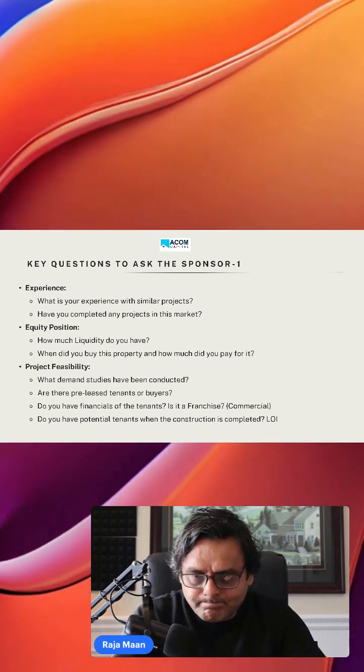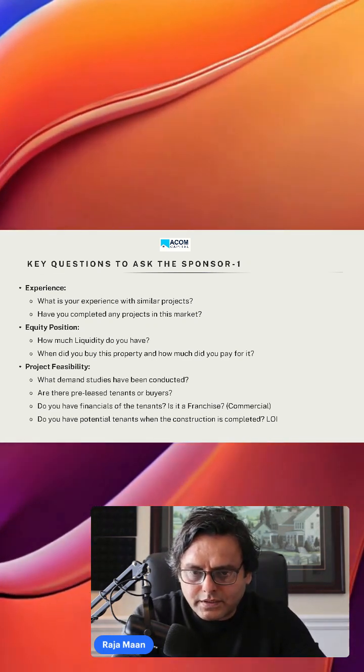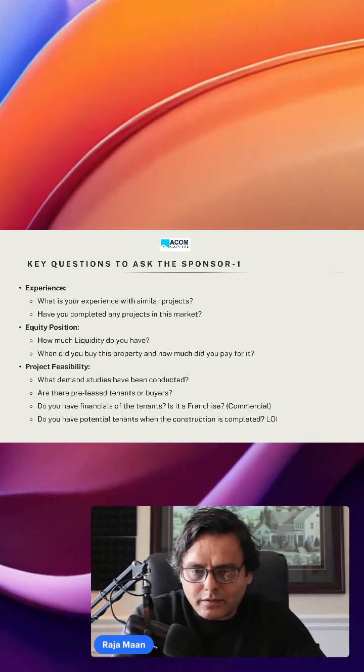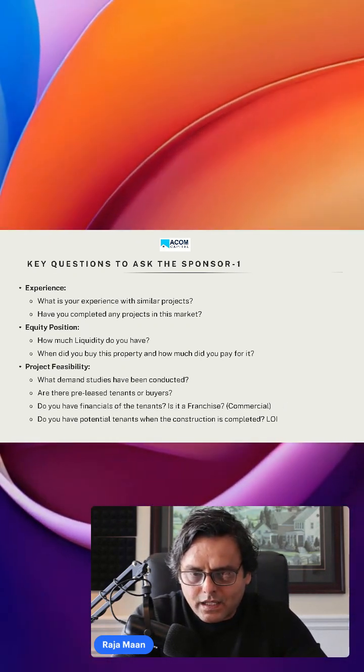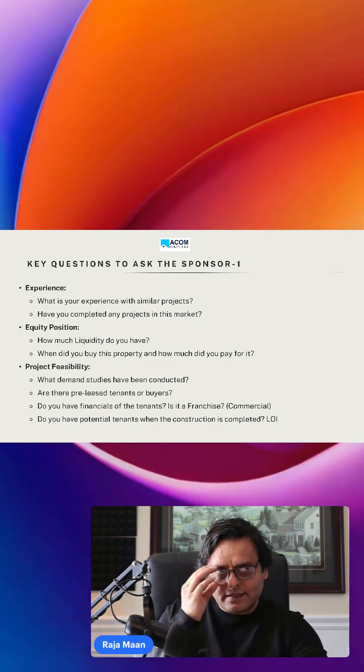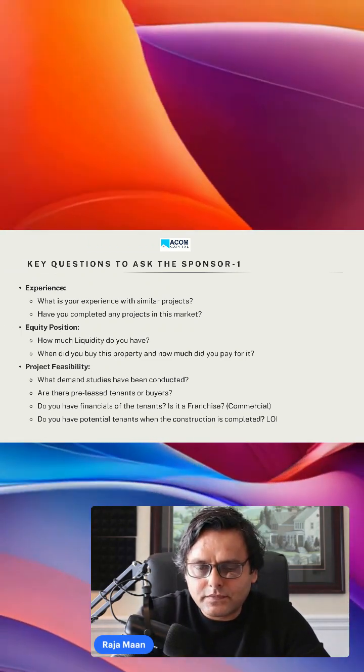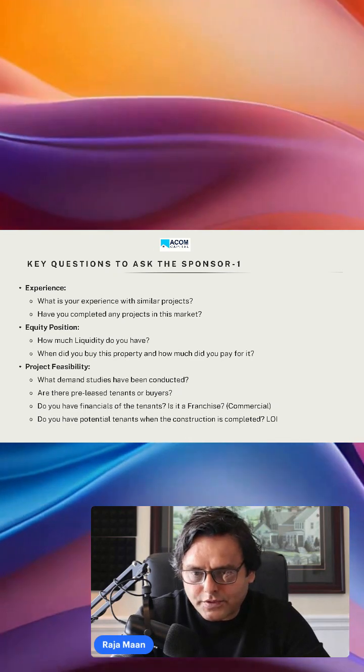All right. We're talking about eligibility, equity position. So, when did you buy the property? How much did you pay for it? We want to see if you purchased the property just now, like 6 months ago, how much did you pay for it?